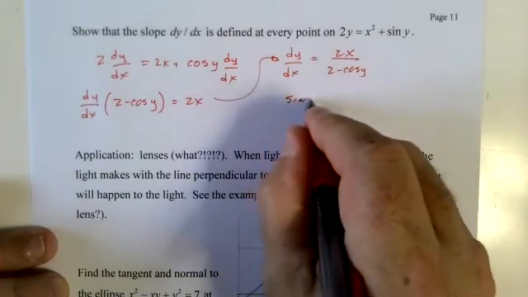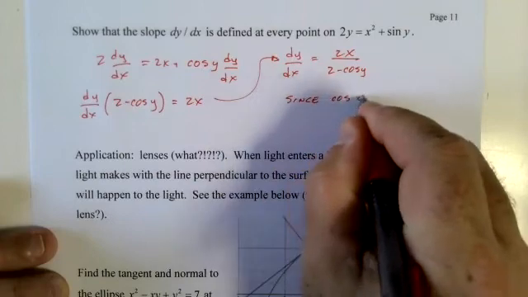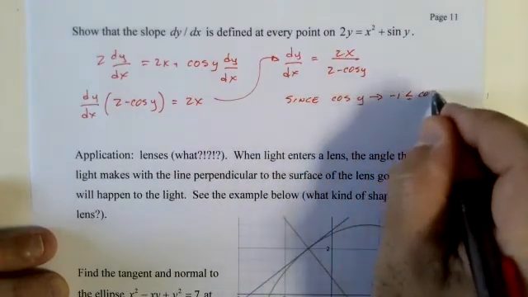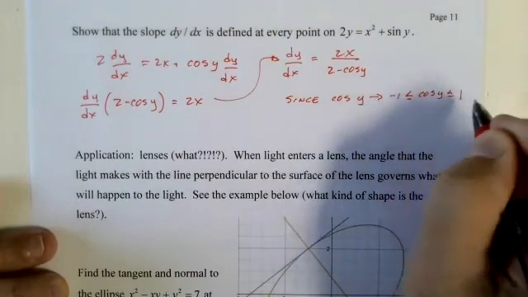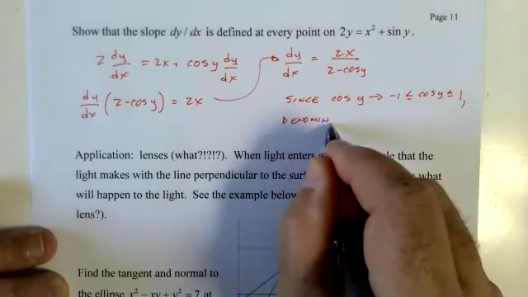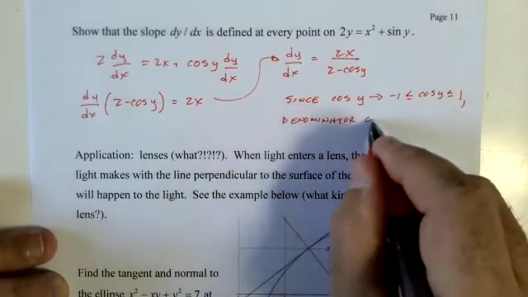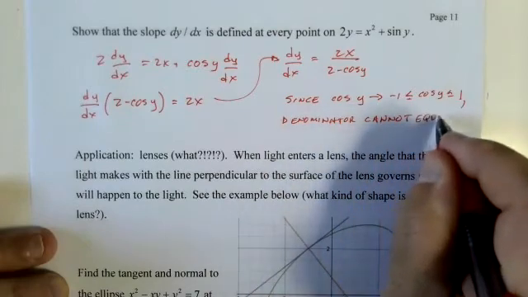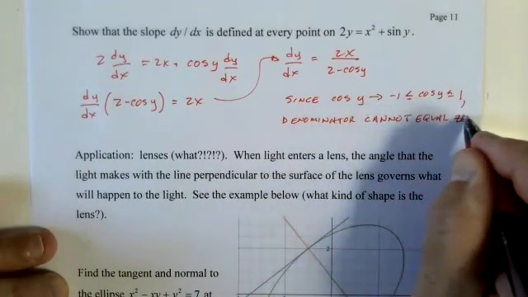Since negative 1 is less than or equal to cosine of y, which is less than or equal to 1, the denominator cannot equal 0.